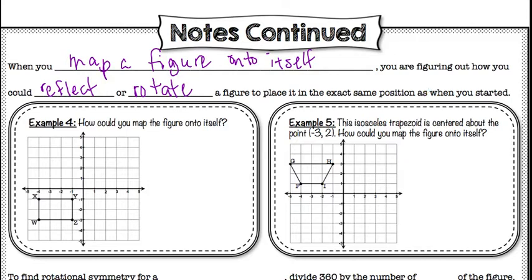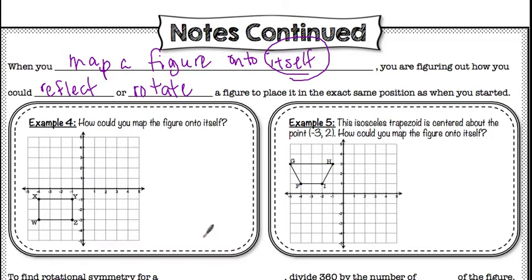So on the previous examples, we were looking at how to map a figure onto another figure. Now we want to map a figure onto itself. Makes it slightly different. And this is when those vocabulary words come in handy. So you are trying to figure out what kinds of reflections and what kind of rotations will put this figure WXYZ in the exact same spot. Let's start with reflections because those are easier for us to understand.